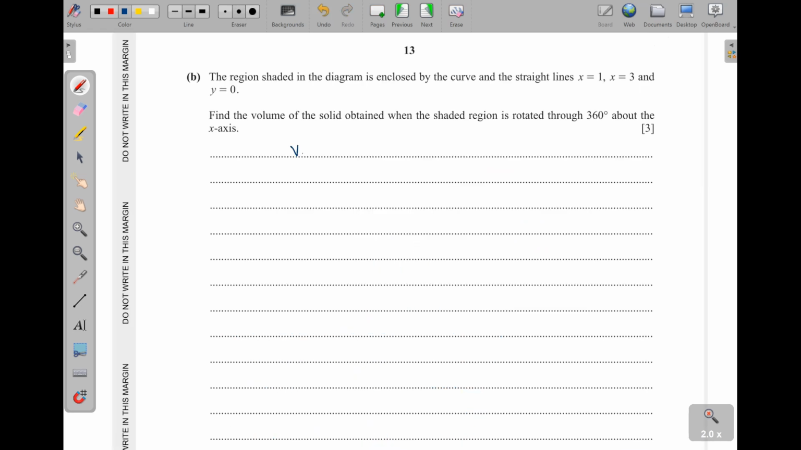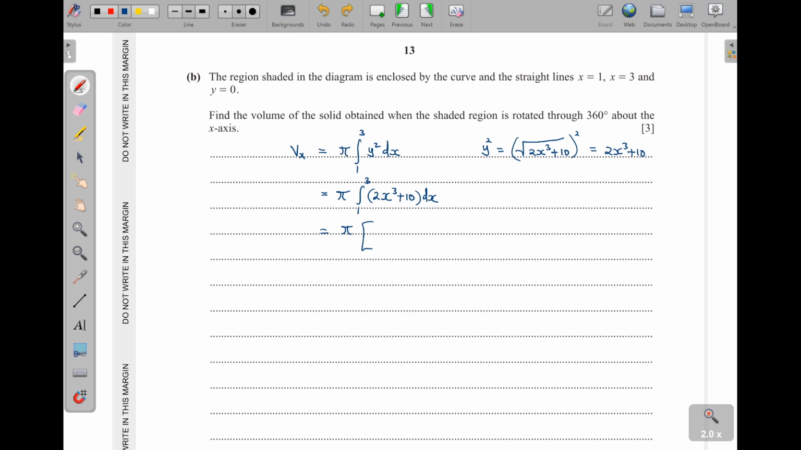Okay, now the volume of a solid of revolution rotated about the x-axis will be pi times the integral from 1 to 3 of y squared dx. Remember our y, what was it? It is the square root of 2x cubed plus 10. So y squared, we shall square this one here, and it gives us 2x cubed plus 10. So we shall have pi, then we integrate from 1 to 3, 2x cubed plus 10, then dx.